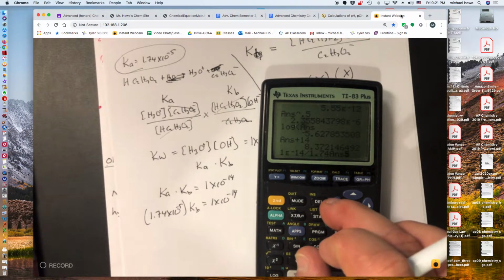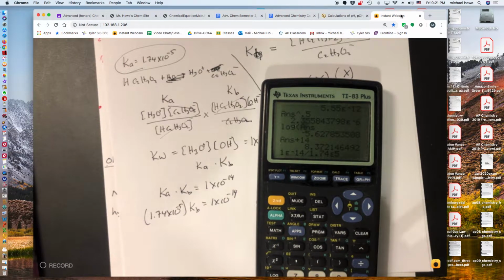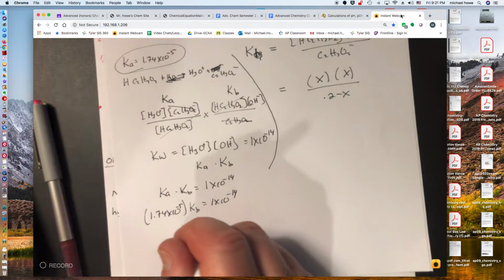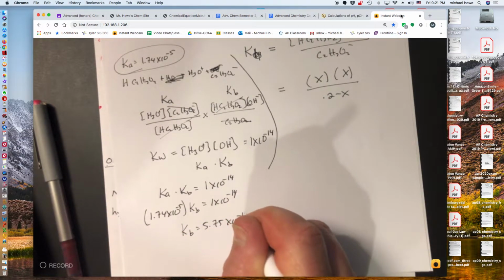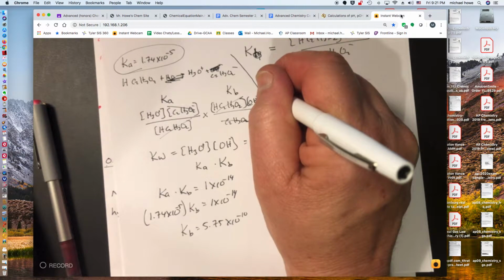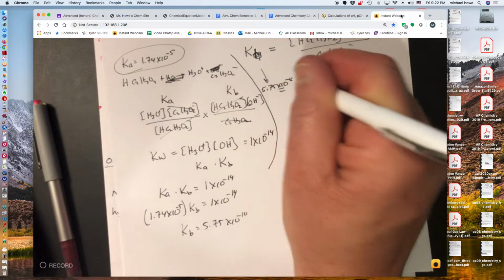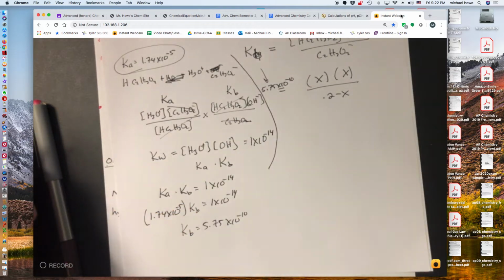Oops, hit the wrong button there. Second EE negative 5. Okay, and that gives us 5.75 times 10 to the negative 10th. So up here, the Kb that we need is 5.75 times 10 to the negative 10th. Okay, now we're ready to solve for x. So let's do that.